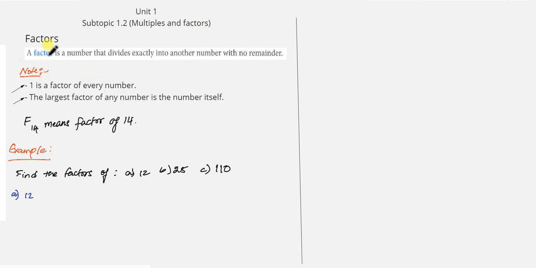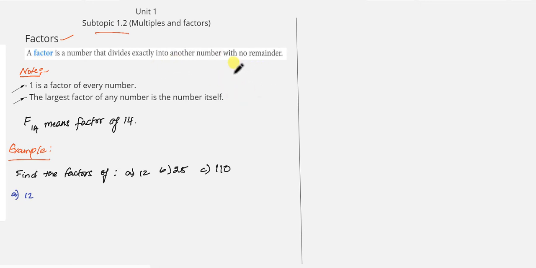Anyways, okay. Starting with factors, we have one more topic left, that is HCF, for this exercise for the subtopic 1.2. So let's start. Factors. A factor is a number that divides exactly into another number with no remainder. This means, in easy words, factors are the numbers by which you can divide any given number with exactly no remainder.